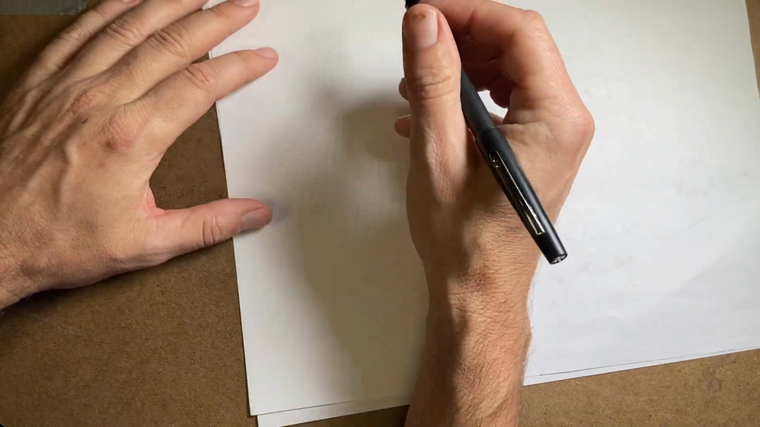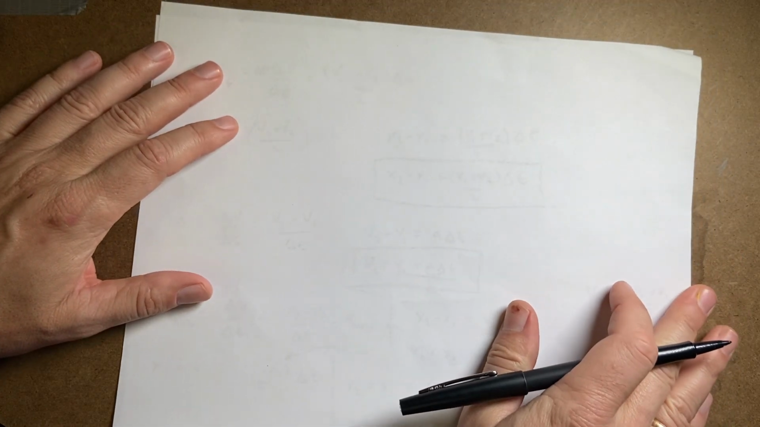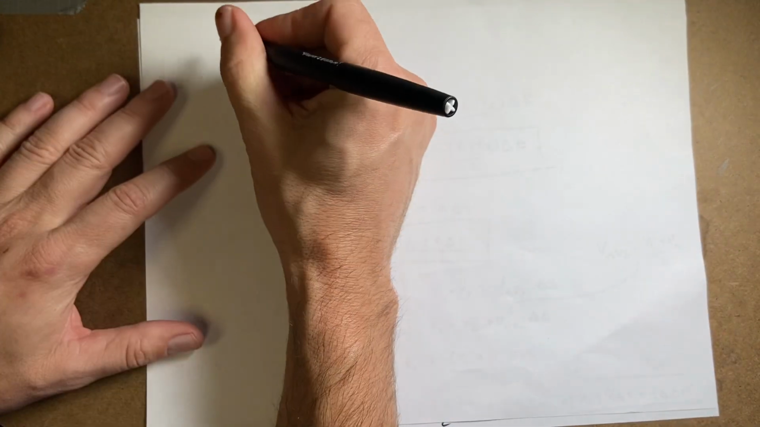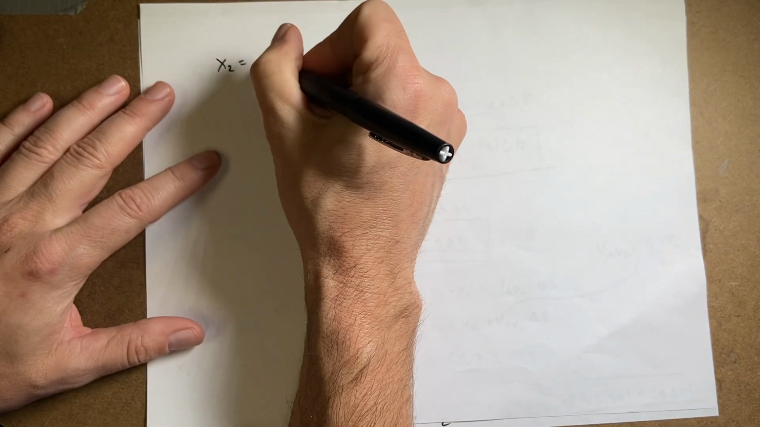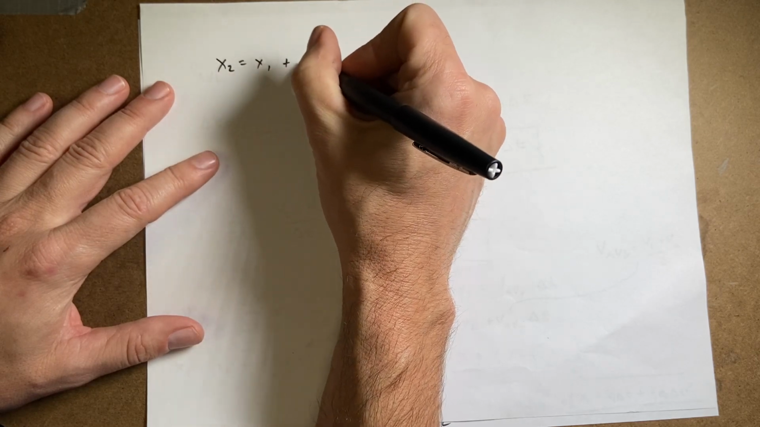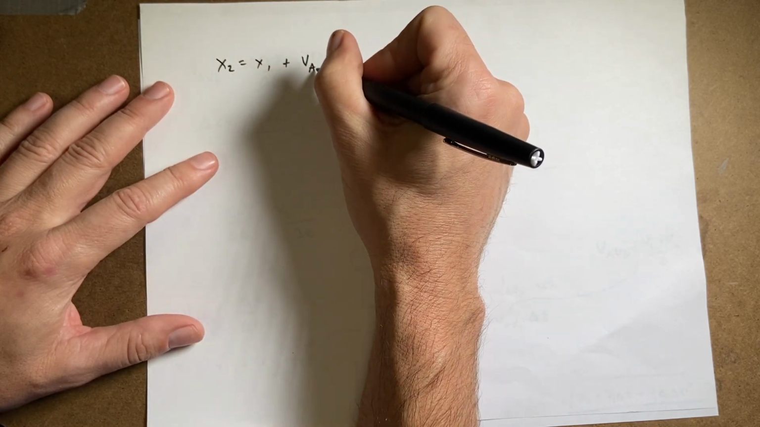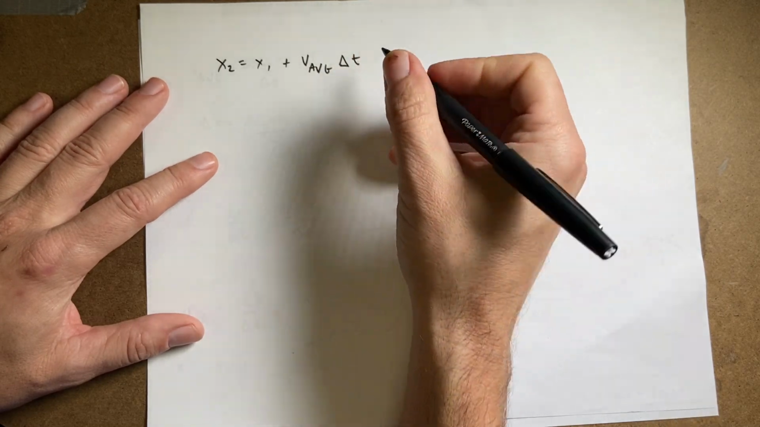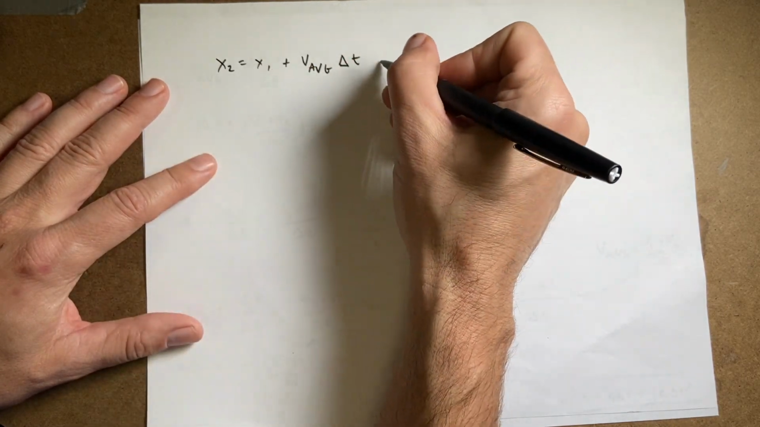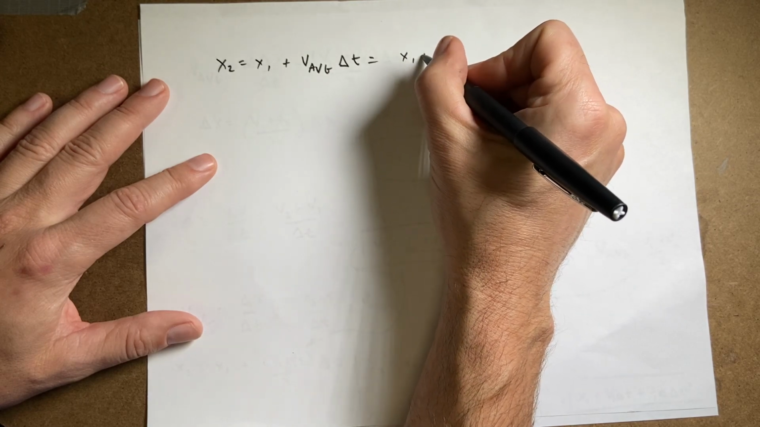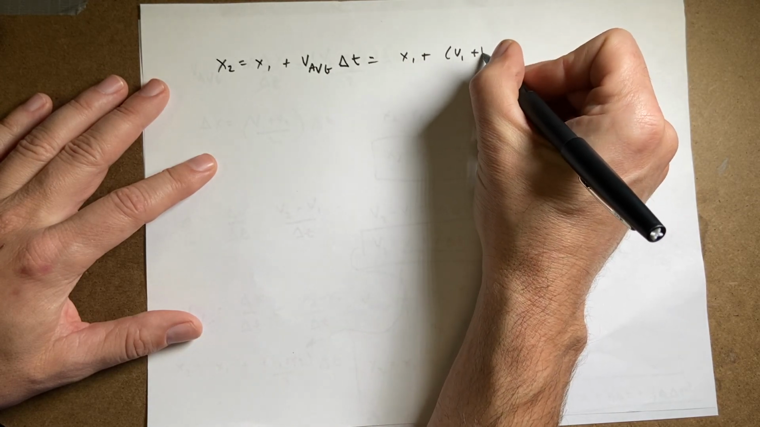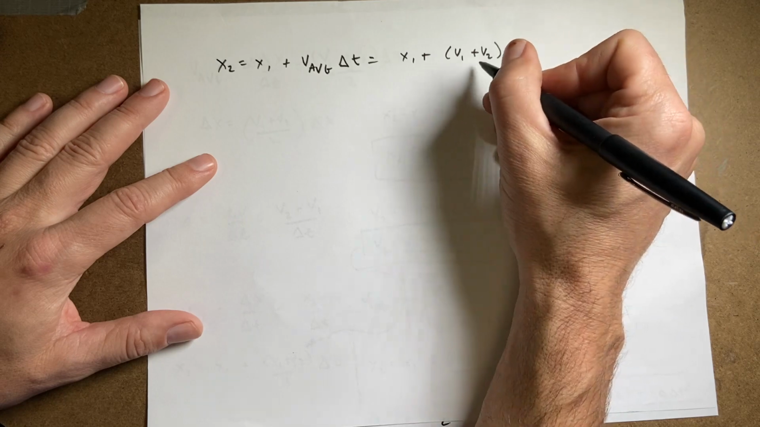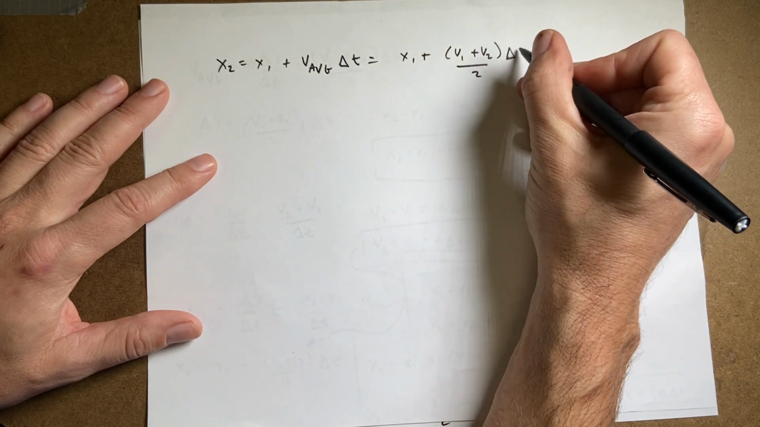So I'm going to go back to my other definition. I already derived this twice. So I have x2 equals x1 plus v average delta t. Well, I already had that, right? And that was equal to x1 plus (v1 plus v2) over 2 times delta t.